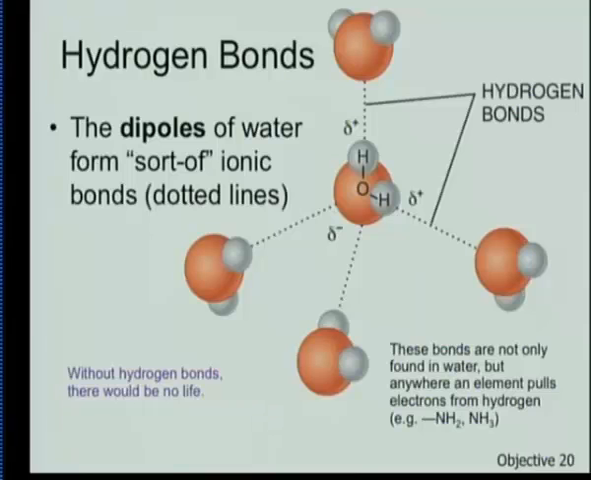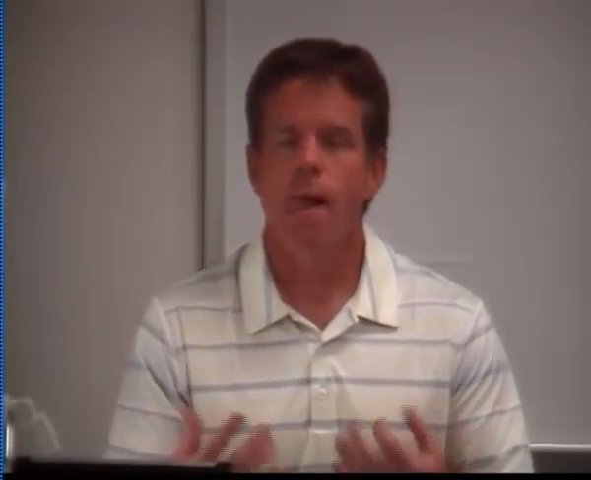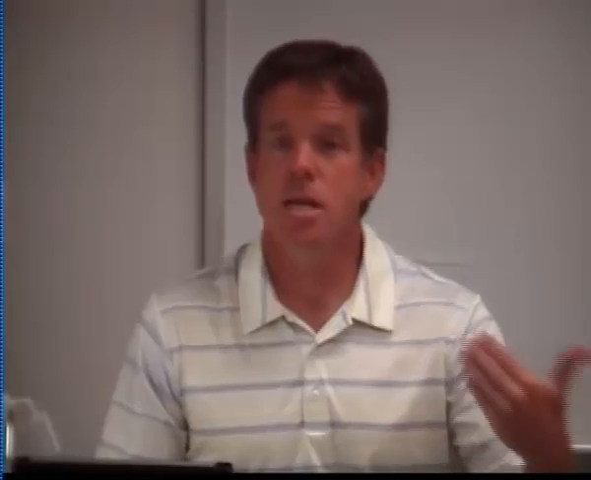Okay, so the last type of bond we want to talk about are hydrogen bonds. Let's review a little bit. Ionic bonds: electrons are given and received, making an anion, a negatively charged ion, and a cation, a positively charged ion. If one is negative and one is positive, they are attracted. With covalent bonds, electrons are shared.